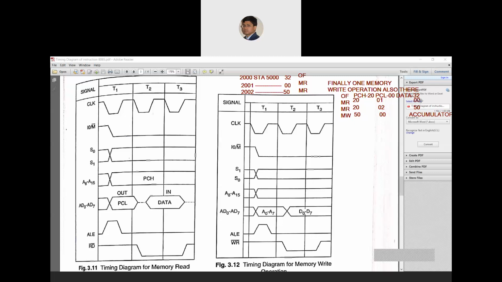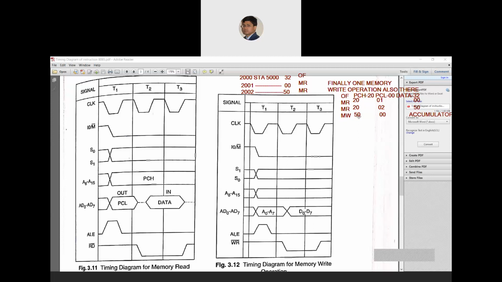After getting this 00 data, there are internal registers, meaning registers that we cannot handle, W and Z. The microprocessor will put this data in those registers. After putting the data 00 into Z, the microprocessor goes to the next location 2002 and fetches the data 50. After fetching the data 50, it will put it into W. So WZ will contain the total address where it has to write the content of the accumulator.